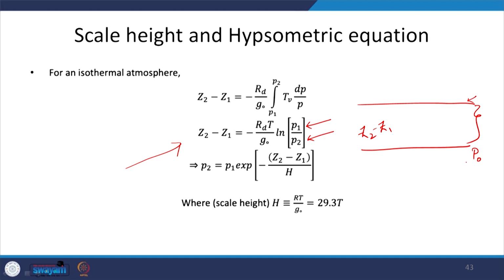So, in these calculations we came across something called the scale height. Scale height is the length dimension over which the pressure drops to 1 by e-th of its original value, the beginning value, right. Generally the temperature within this layer decreases with height. So, if you take an average temperature, that means you take the picture to be isothermal, then you get the scale height to be this.